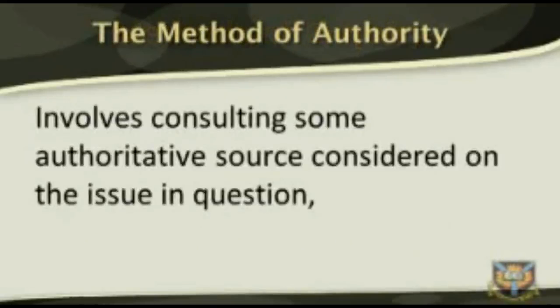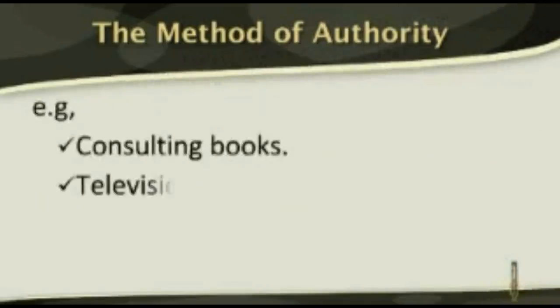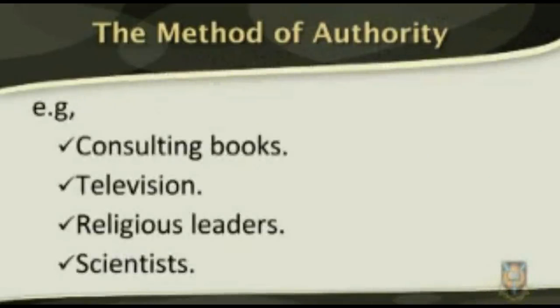When you use expert sources, whether books or people, you are using the method of authority. This method involves consulting some source you consider authoritative on the issue in question. For example, consulting books, television, religious leaders, or scientists. This method was useful in the early stages of acquiring knowledge. However, it does not always provide valid answers to questions about behavior for at least 2 reasons.